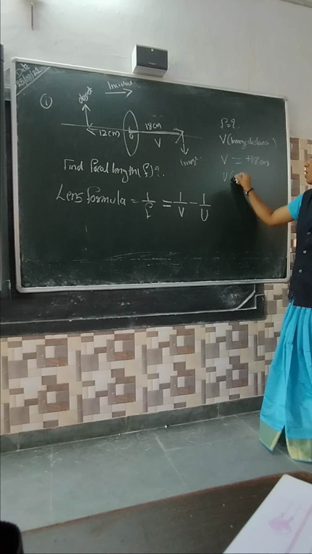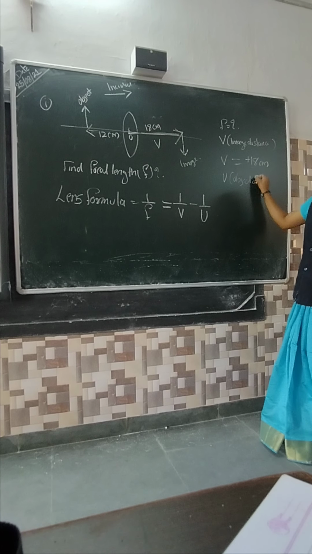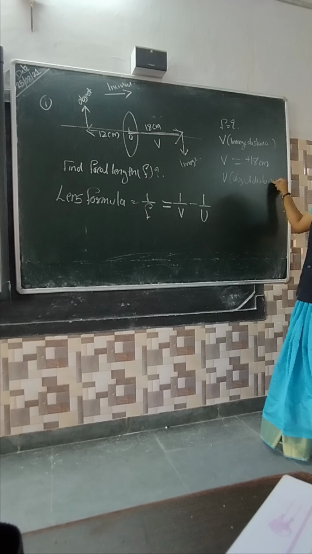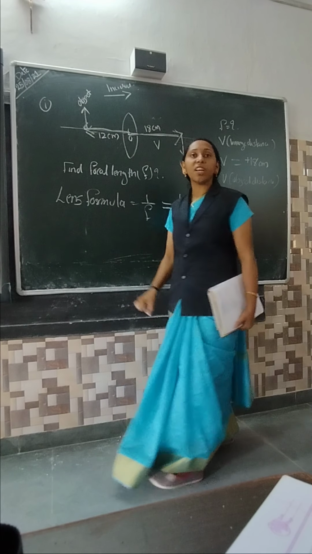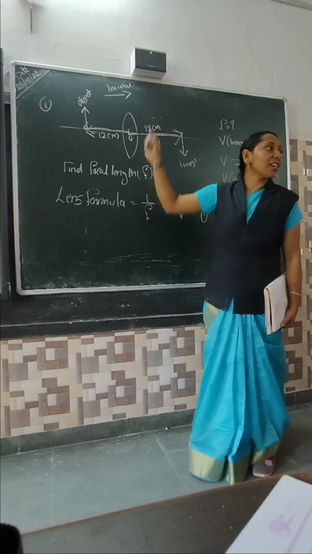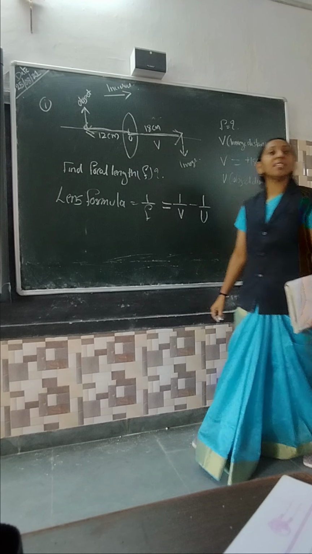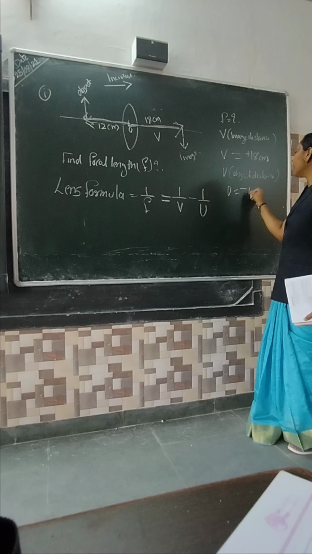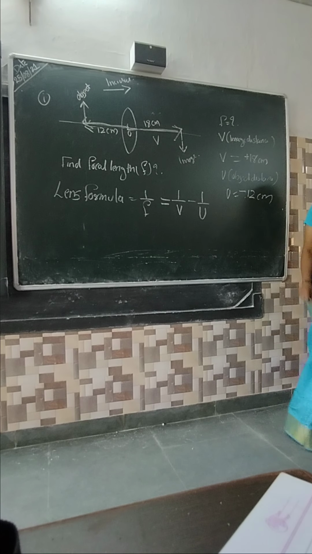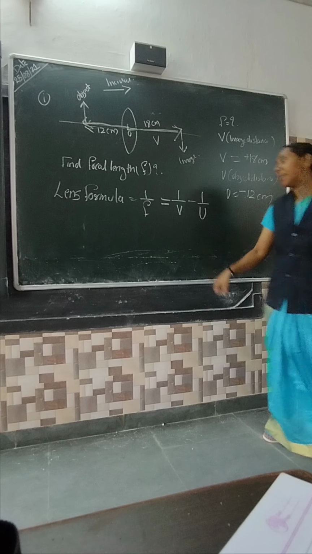Then what is u? U means object distance. How to take the object distance? From the optical center, this is the object distance. This direction is opposite to the direction of the incident ray. That's the reason the sign is negative. So u equal to negative 12 centimeter. This much clear? Yes, ma'am. Then apply the data here.